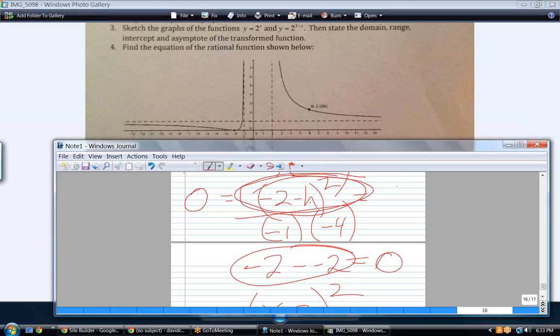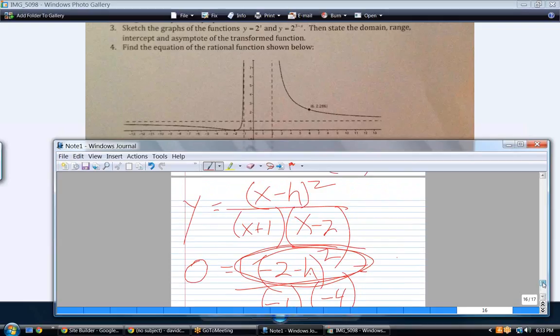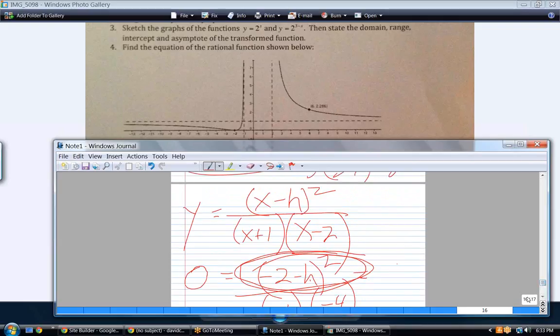But negative 2 is not right. X minus 2 squared. Yeah, but if you'll notice the way I set it up, I had x minus h. So when h came out to be minus 2, which it did, it made my function x plus 2 quantity squared over x plus 1 times x minus 2. And I don't need this point over here. I'm not sure why they gave it to us. The only point I need is this one right here.